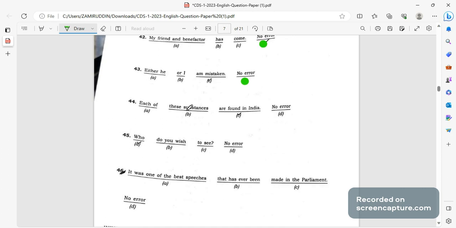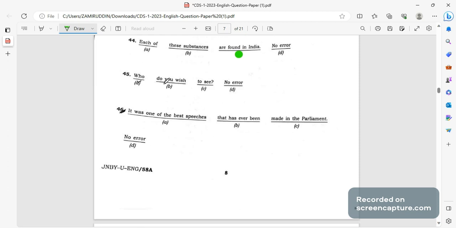Each of these substances are found in India. Each of the substances, each one by one: each substance is found in India, is should be there because we are using each. If these substances are found in India, then this is correct. Each we are using, so each will go with is found in India.